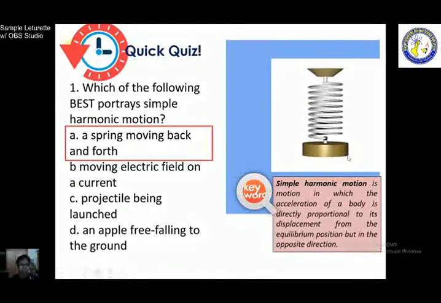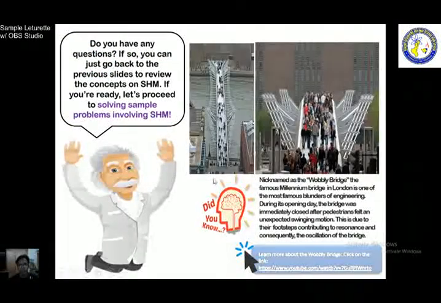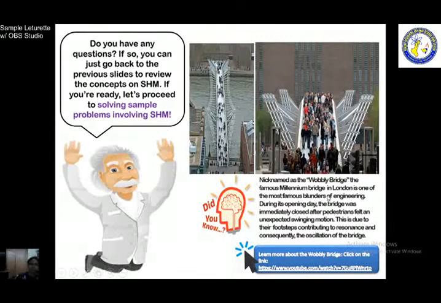Okay, so acceleration is in the opposite direction. So now let's have another trivia. So you have here the Wobbly Bridge, the famous Millennium Bridge in London, which is known as one of the most famous blunders of engineering. So do you know why?